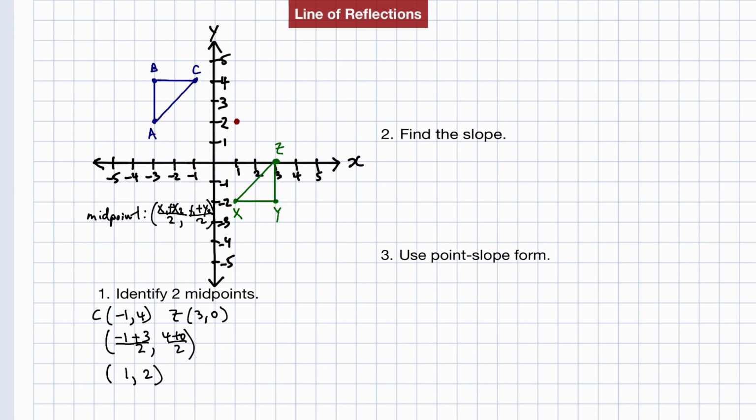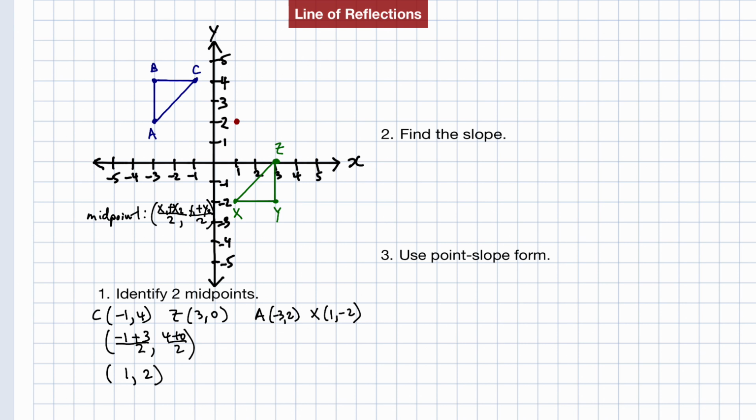Point A has the coordinate -3, 2. So we're going to call this -3, 2. And then point X has the coordinate 1, -2. So point X is going to be 1, comma, negative 2.